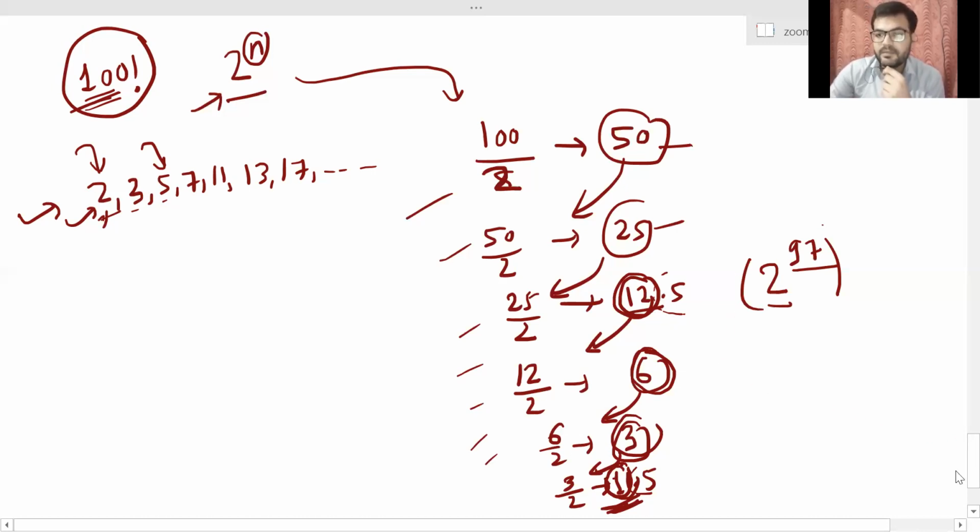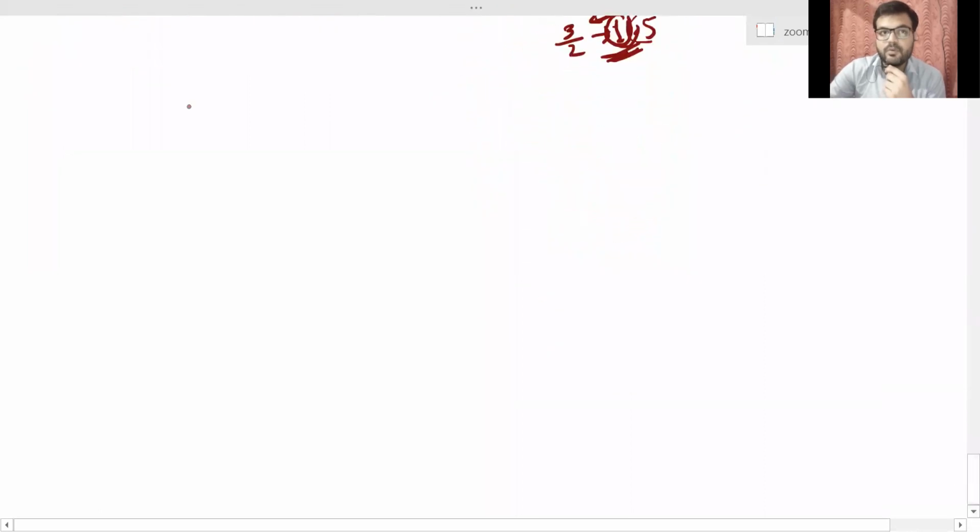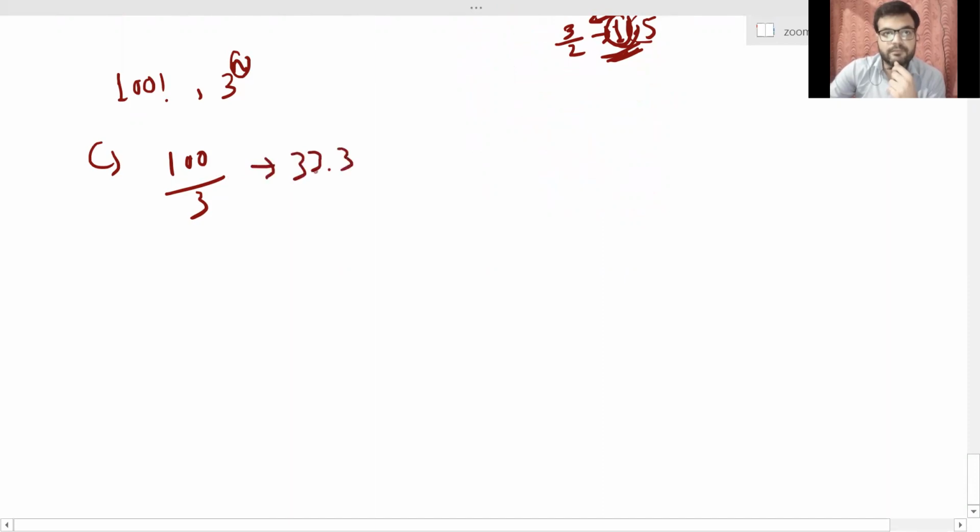Similarly, if I ask you to count the maximum power of 3 in 100 factorial, this value of n, how would you proceed? You will solve it like this: 100 by 3. 3 is also a prime number, so you can use the same technique. 100 by 3, you will get 33.33, but you have to ignore this decimal part. You will take only 33.